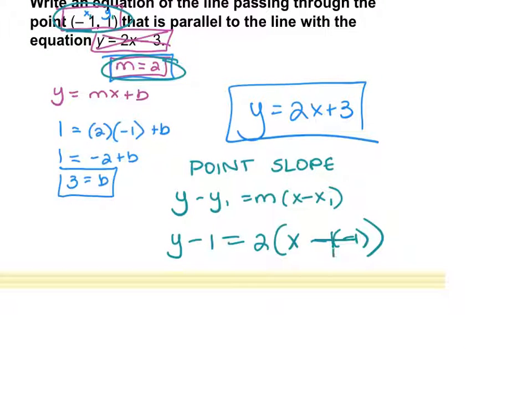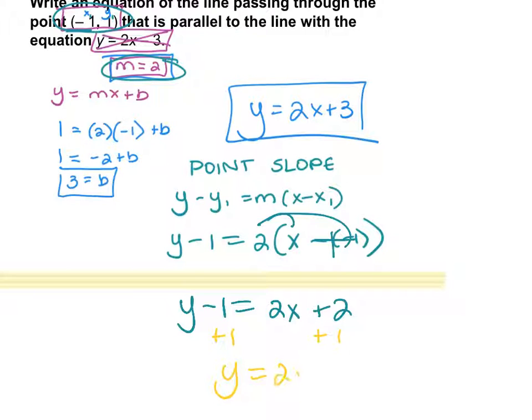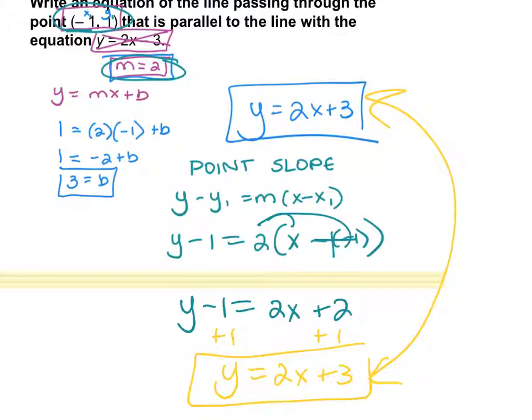Then this becomes plus. I get y minus 1 equals 2 times, I'm going to distribute it to both, x plus 2, and then I add the 1, and I get y equals 2x plus 3. Same answer, 2 methods. It doesn't matter which one you use, as long as at the end it's in slope-intercept form. So you want it to be equal, like y equals something.